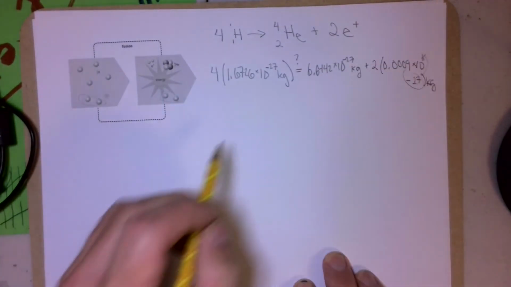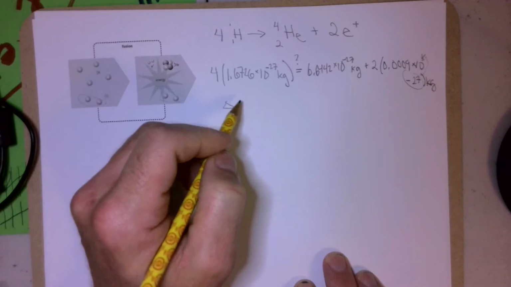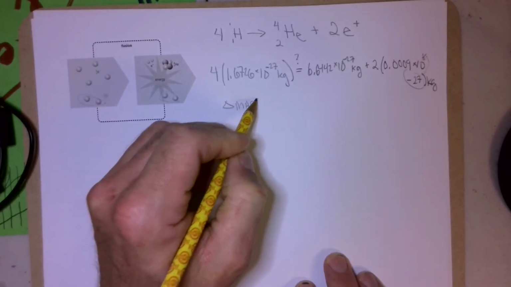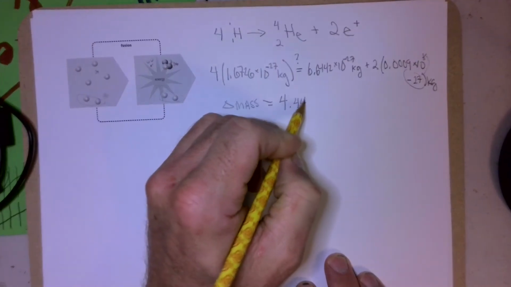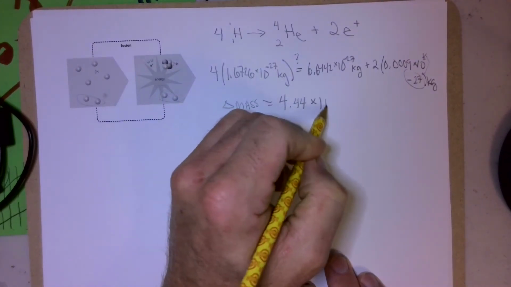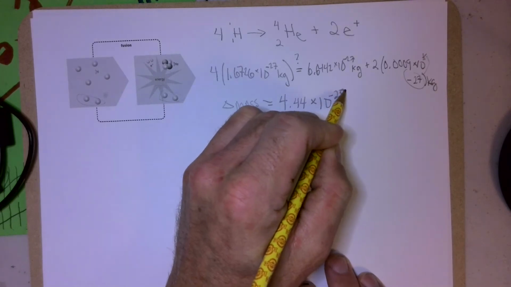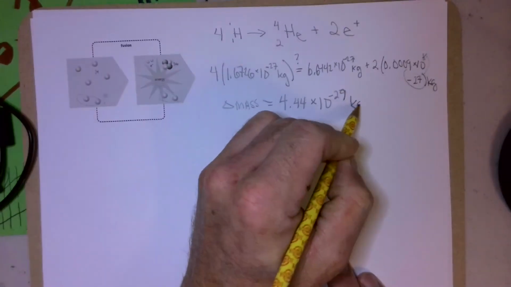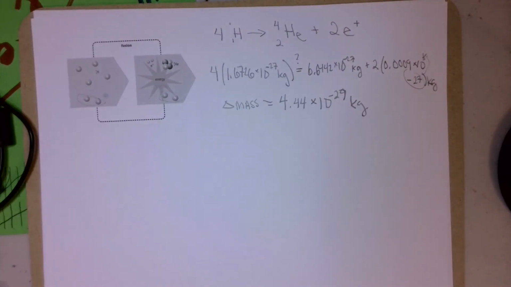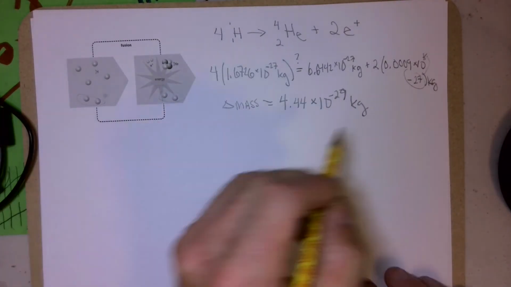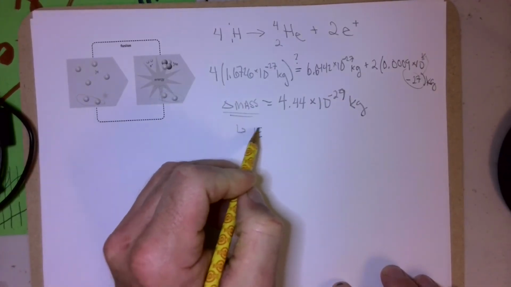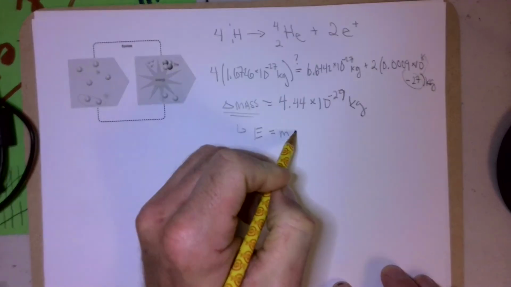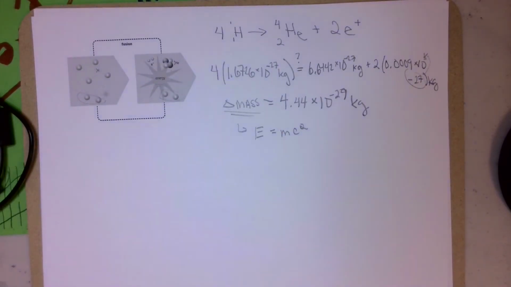All right. Really what I'm interested in is the change in mass, so that mass imbalance. And when I get that, it's small, negative 4.44 times 10 to the negative 29th kilograms. So it's a small mass difference. What we're really interested in, though, is using that mass difference to get the energy. So E equals mc squared to calculate the energy difference.